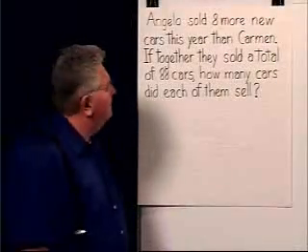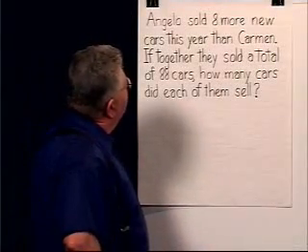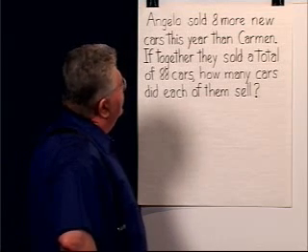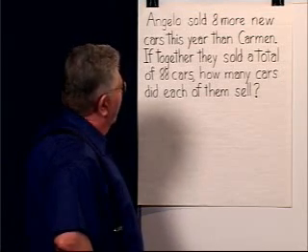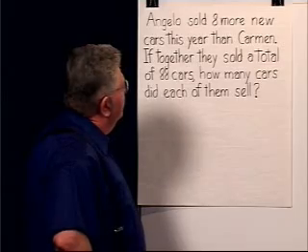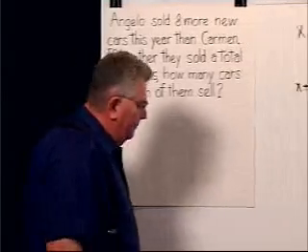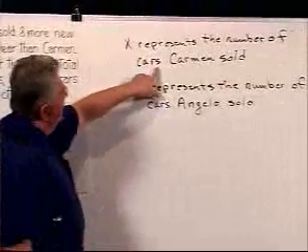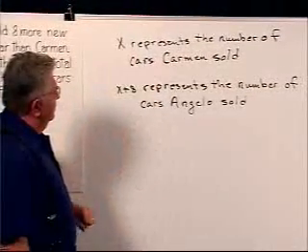Let's look at this problem. Angelo sold 8 more new cars this year than Carmen. If together they sold a total of 88 cars, how many cars did each of them sell? We're going to let X represent the number of cars Carmen sold.